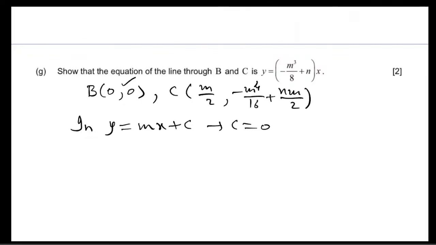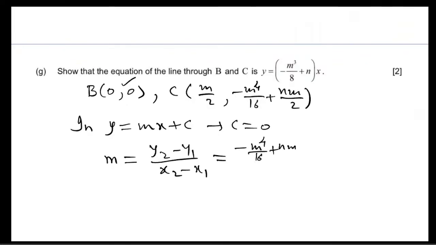Now we need the value of m, the gradient of the line. So therefore, m is equal to, we'll treat them like x1, y1 and x2, y2 as we did in the last part. So y2 minus y1 over x2 minus x1. y2 is minus m to the power 4 over 16 plus nm by 2, minus y1 which is 0, over x2 minus x1, which will again be 0. So m will be the gradient. Don't get confused between this m and that m.